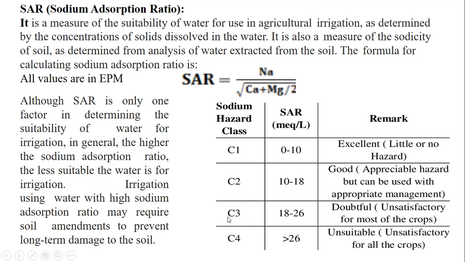So the third class is C3. Here the SAR value is 18 to 26 epm. It's doubtful. The quality of the water is doubtful here. It is not at all good for most of the crops. And C4, it's unsuitable. One should not irrigate any crop or any field using the C4 class of SAR.